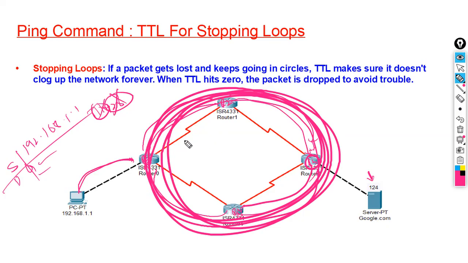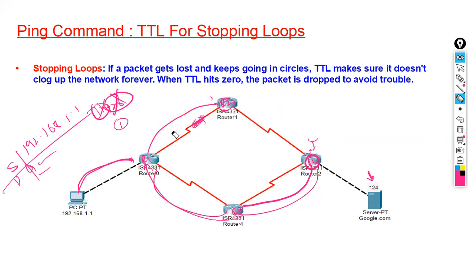So what is the problem here? If there is any loop in your network, it will consume the bandwidth. We are talking about only one packet. Let us say all the devices are making a loop in your network, so it will slow down the network, and it will consume the processing of the routers. So there are so many problems if you are having a loop in your network. So how will you avoid the loop?